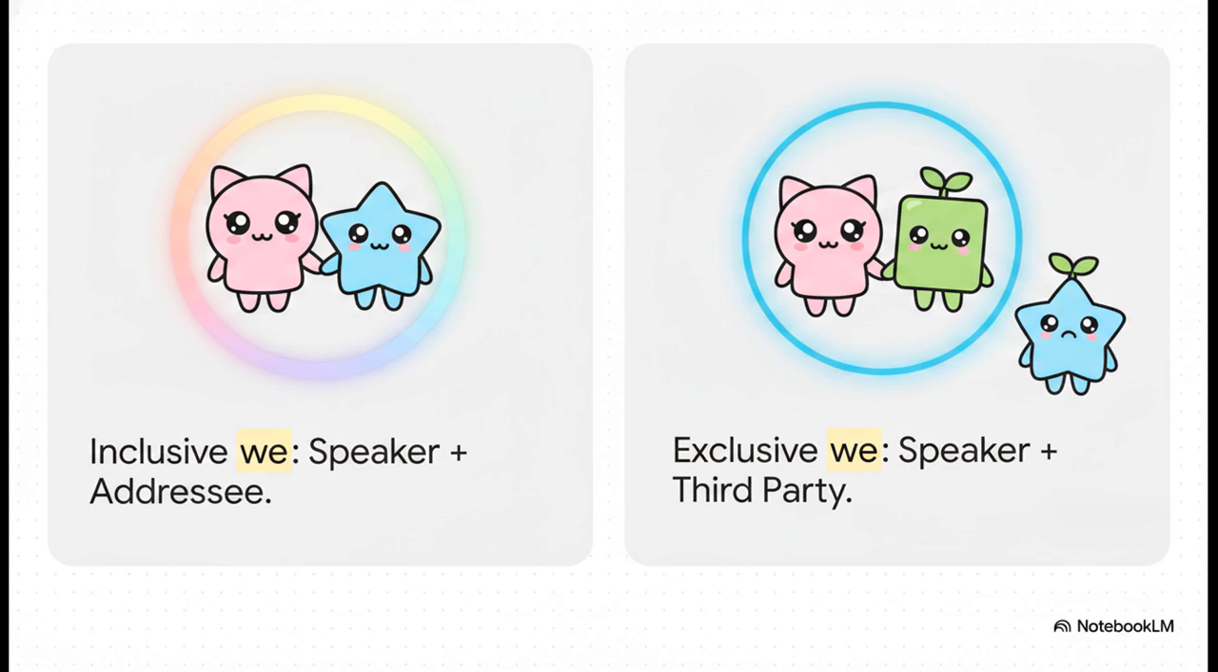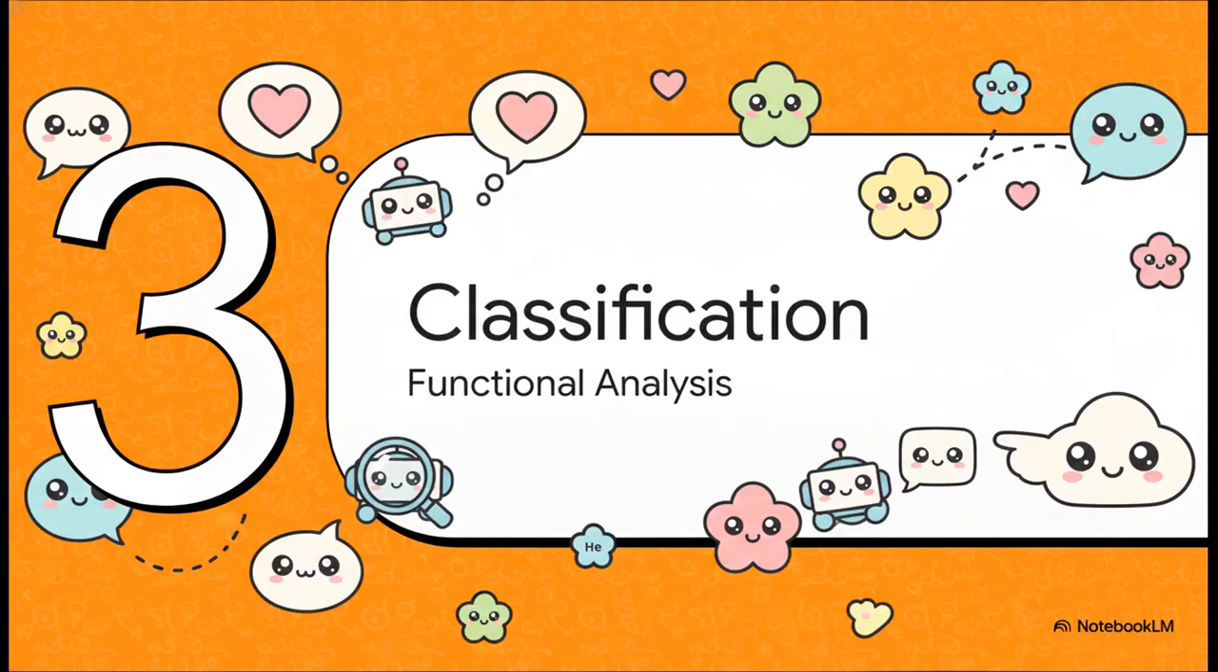An inclusive we grabs the person you're actually talking to, so speaker plus addressee. But an exclusive we means the speaker plus some third party, totally deliberately leaving out the person you're chatting with. Just think about the sheer semantic difference between telling your boss, we have a problem, when you mean just you and the team, versus meaning you, the team, and the boss. Huge difference. Okay, let's shift gears into Section 3, classification and functional analysis.